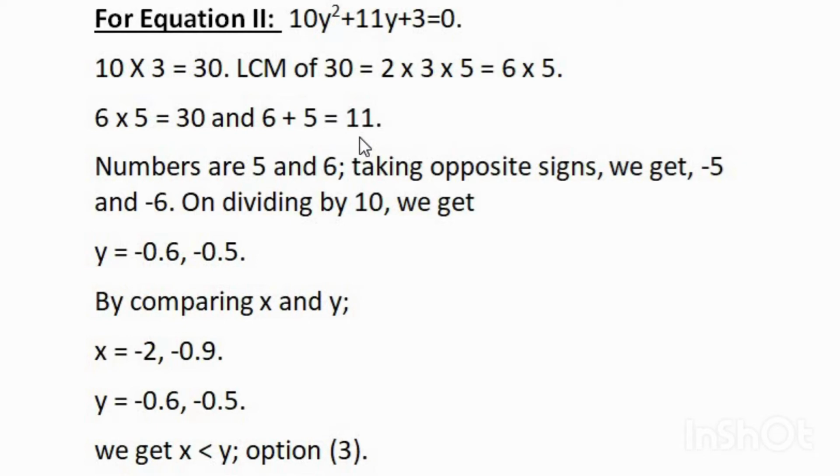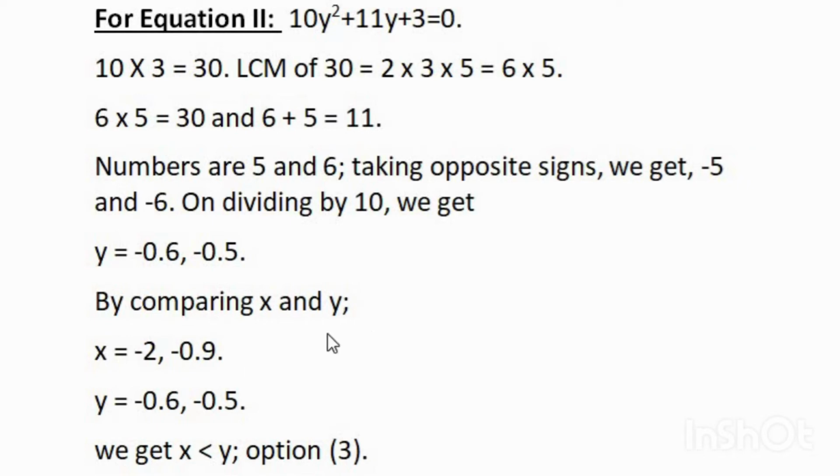Okay, now the numbers are 5 and 6, that is plus 5 and plus 6. Taking opposite signs we will get minus 5 and minus 6, and on dividing minus 5 and minus 6 by the y square term, that is 10, we will get minus 5 by 10, it is minus 0.5, and minus 6 by 10, it is minus 0.6. So the values of y are minus 0.6 and minus 0.5.